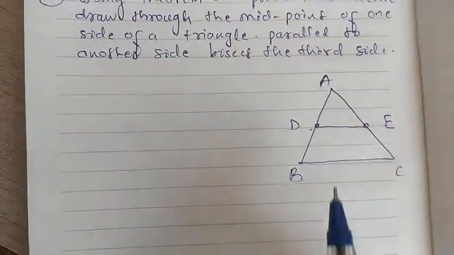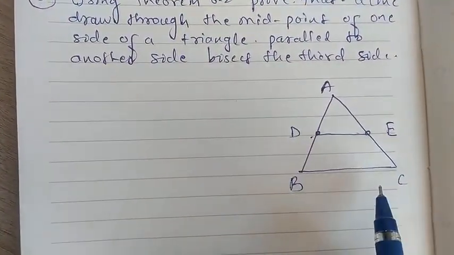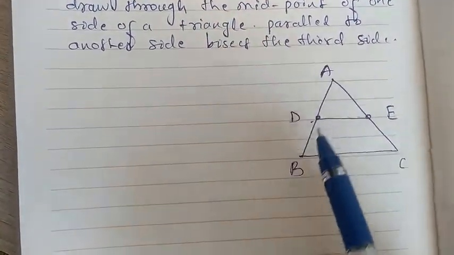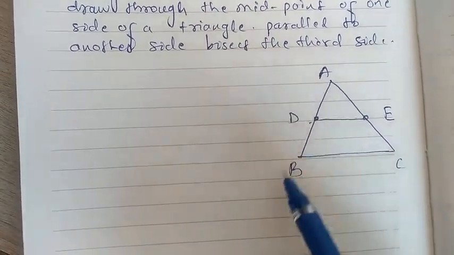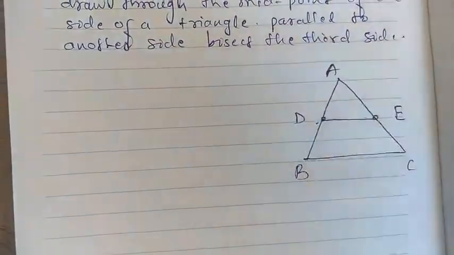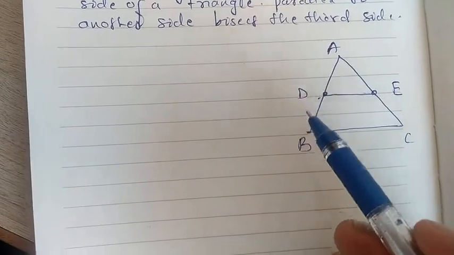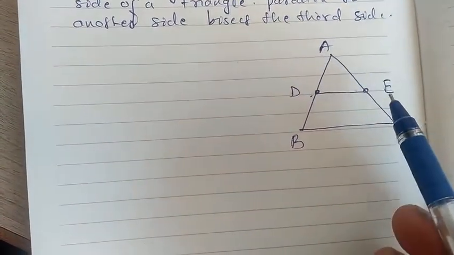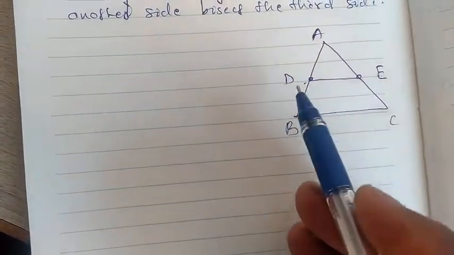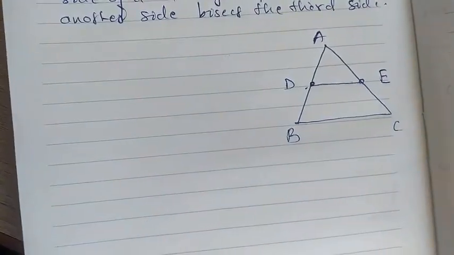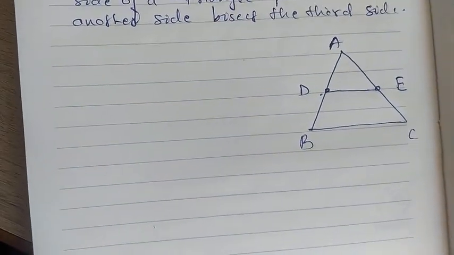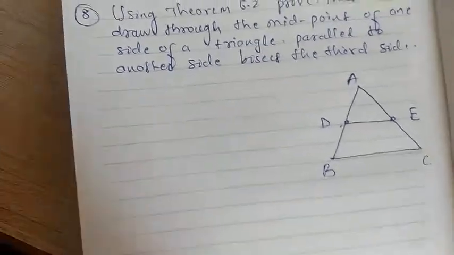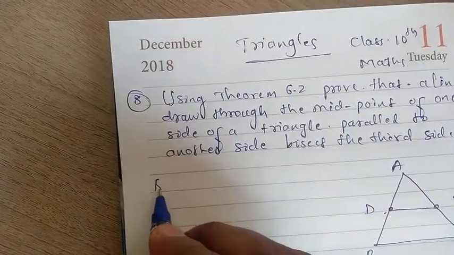You know that you can say DE is parallel to BC when the corresponding sides are divided in the same ratio. It means AD divided by DB is equal to AE divided by EC. Then you can say that DE is parallel to BC by the basic proportionality theorem. See the solution.